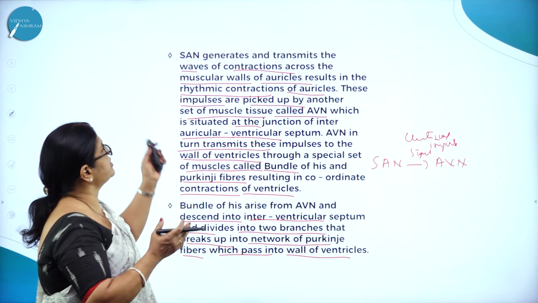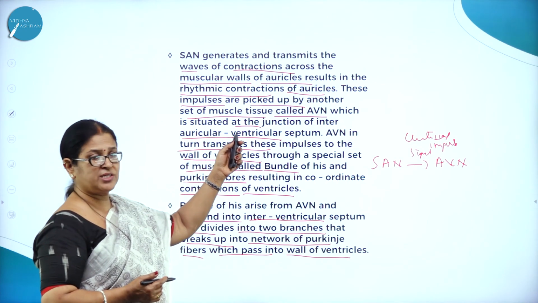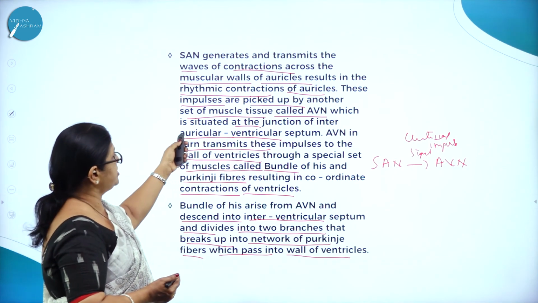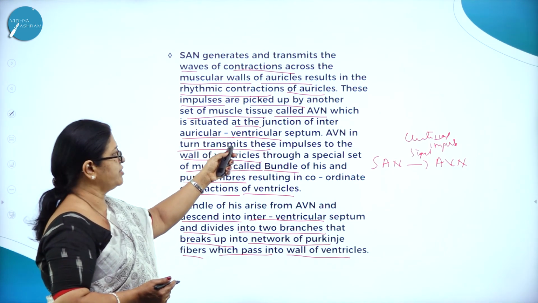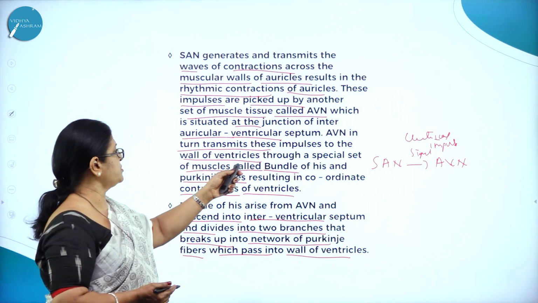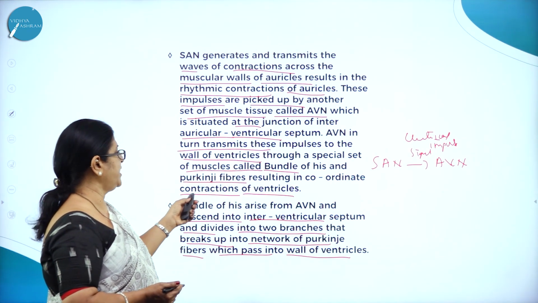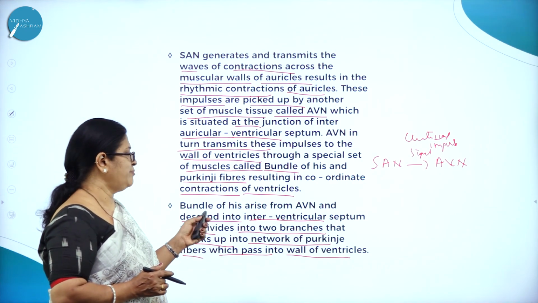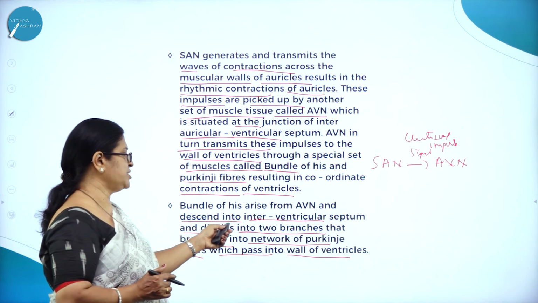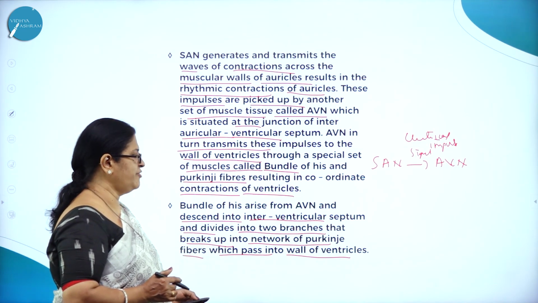So SAN generates and transmits the waves of contractions across the muscular walls of auricles, resulting in the rhythmic contraction of auricles. These impulses are picked up by another set of muscle tissue called AVN, which is situated at the junction of the interauricular and interventricular septum. AVN in turn transmits these impulses to the walls of ventricles through a special set of muscles called bundle of His and Purkinje fibers, resulting in coordinated contractions of the ventricles. Bundle of His arises from AVN and descends into the interventricular septum and divides into two branches that break up into a network of Purkinje fibers which pass into the walls of ventricles.